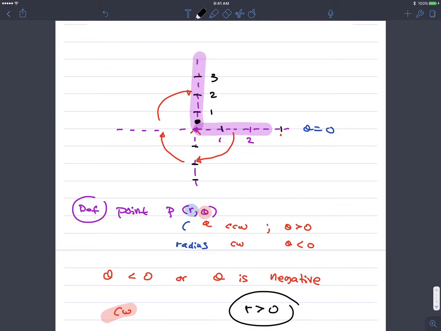Okay, you guys okay with that? It's not quite 1, it's half of 1. So my address here would be 1/2 comma negative 3 pi over what? 2. Pretty good? Should we do a few more?